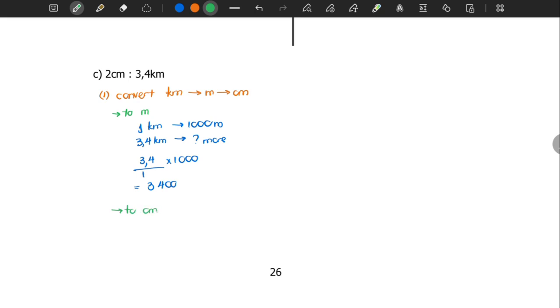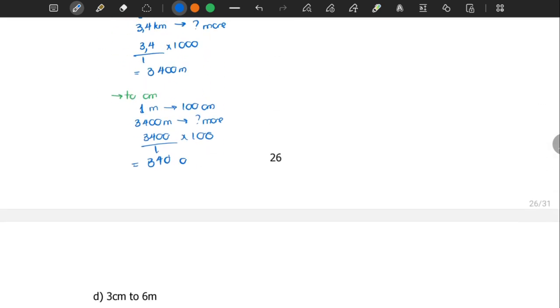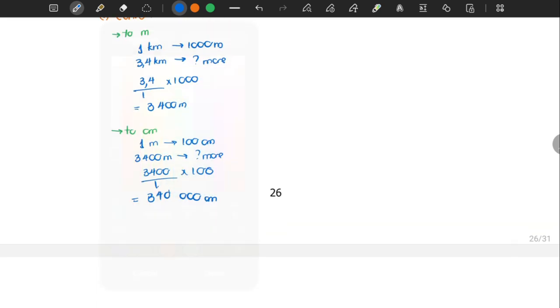And then in centimeters, knowing that 1 meter is going to be 100 centimeters, then 3,400 meters is going to be something more. Again, invert that such that we end up having 340,000 centimeters.